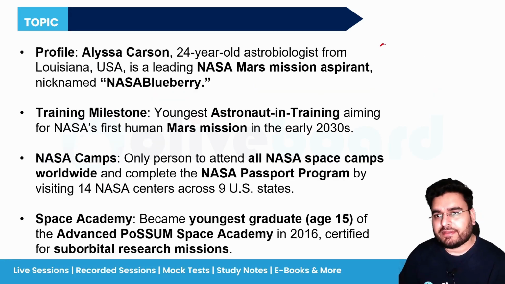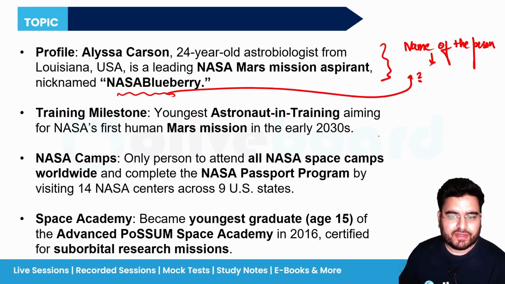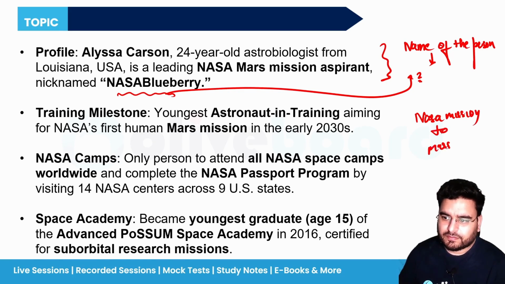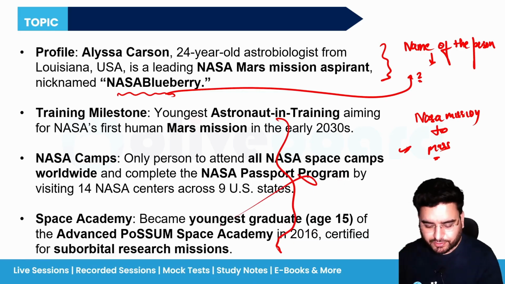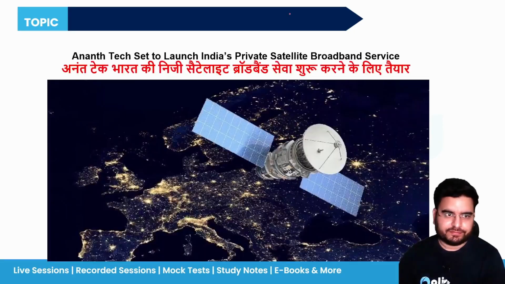So remember the name of the person. Second thing, what is her nickname? Nickname you have to remember. Second keyword. Got it? And for which achievement or for what purpose she has been selected for NASA mission to Mars. So 2 things you have to remember. Rest, her history, what she does, if you want to read it, otherwise no need for your exam. Chalo. Alisa Carson is the correct answer.